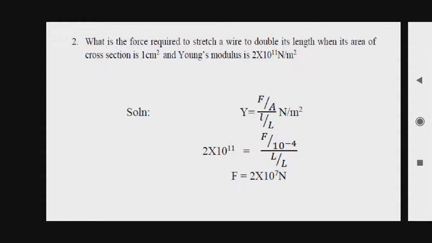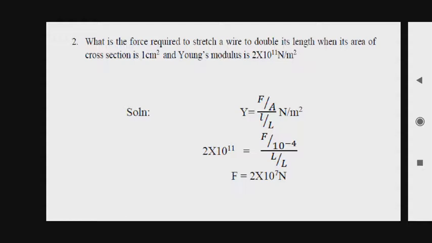Given capital A, that is 1 centimeter square, which is equal to 1 into 10 to the power minus 4 meter square. Next, capital Y, that is Young's modulus, equal to 2 into 10 to the power 11 Newton per meter square. Let us assume the length of the wire as capital L and the wire became 2L on applying the force. Therefore, change in length is 2L minus L, which is equal to L.